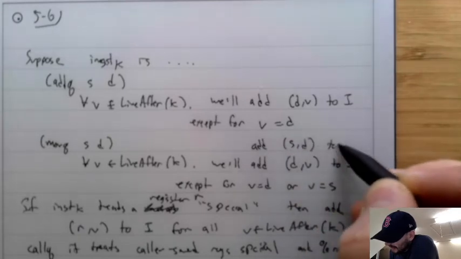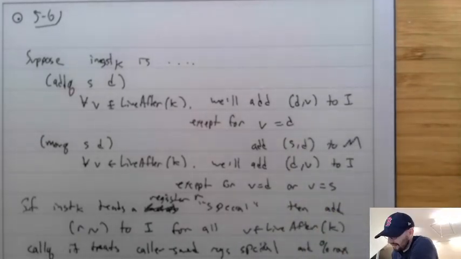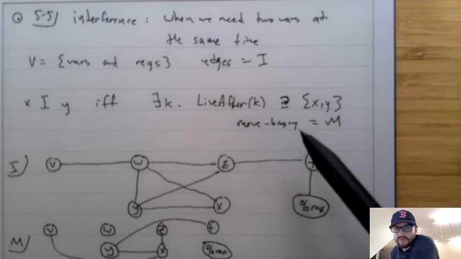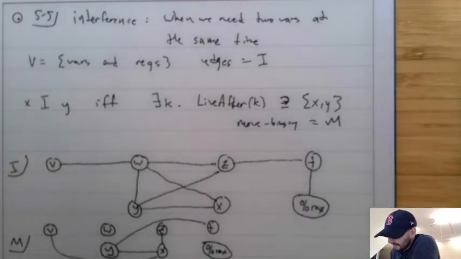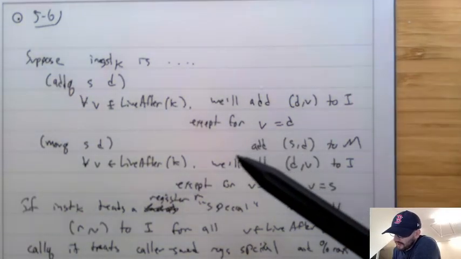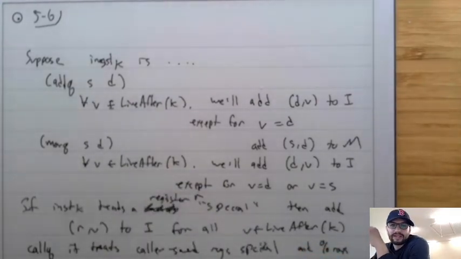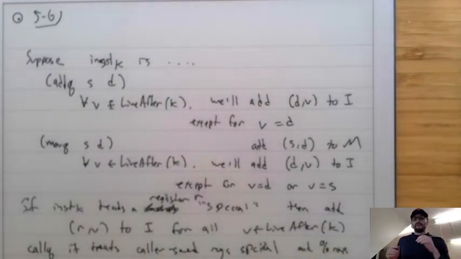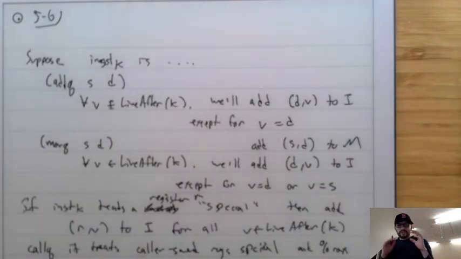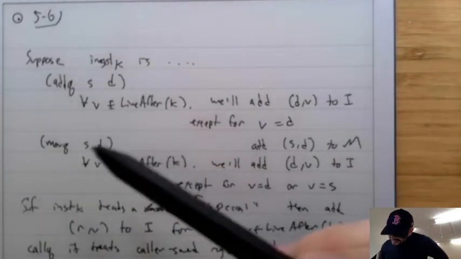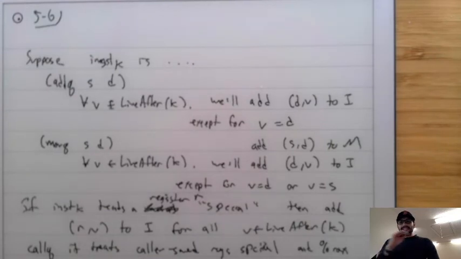SD to M. This is this M graph that I talked about before, the move graph. And what this is going to do is record the fact that these two registers are related to one another because there could be a move. And what we're going to look for when we start doing register allocation is an opportunity to assign S and D to be the same register. If we can do that, then we ultimately have fewer registers needed in our program, which is nice.